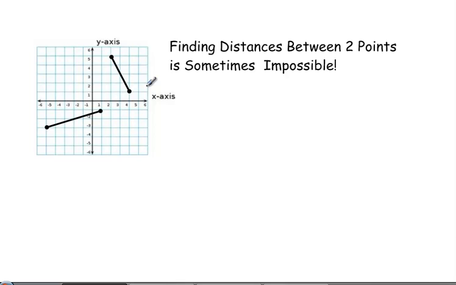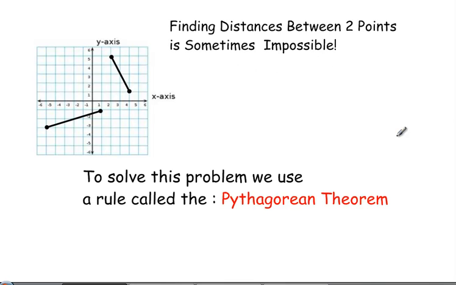But if we tilt the lines a little bit, angle the lines a little bit, we notice that we have a problem, because there's no way we can figure out what this distance is. There's nothing that we can really do for either one of these lines. So what we do is we use a rule which was discovered quite a while ago by the Greeks called the Pythagorean Theorem, or the Pythagorean rule.